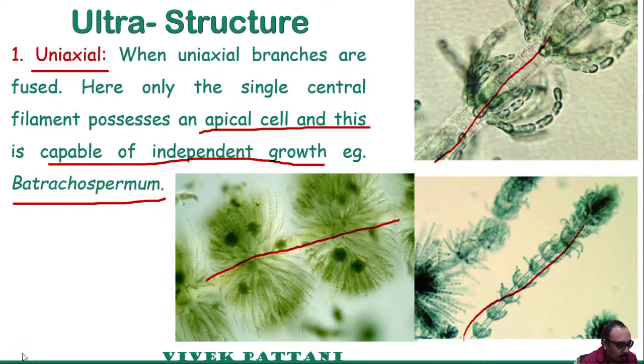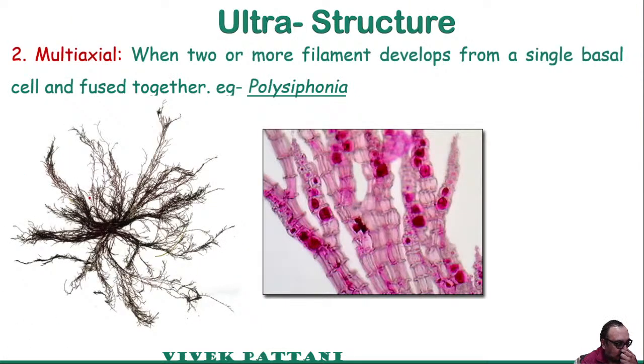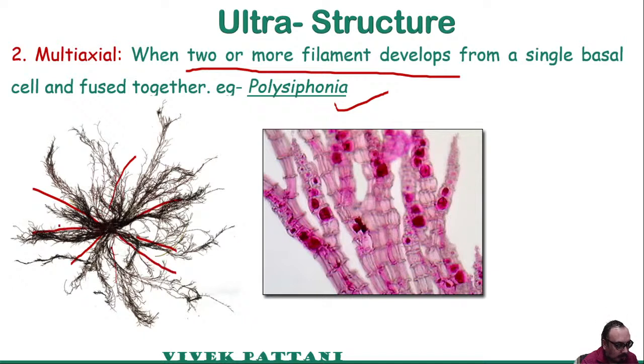Next comes the multiaxial. The example given here is of a Polysiphonia, where two or more filaments develop from a single basal cell. You can see multiple branches more clearly, from a single basal cell. The photograph given here is of a Polysiphonia. I am repeating it, and this one is a microscopic structure of a Polysiphonia, which is stained.